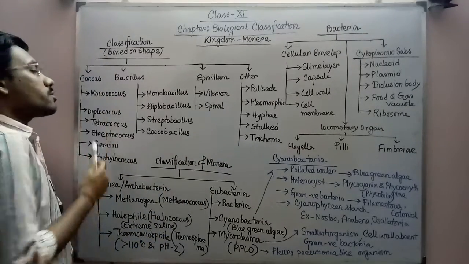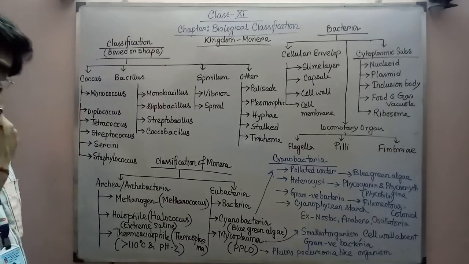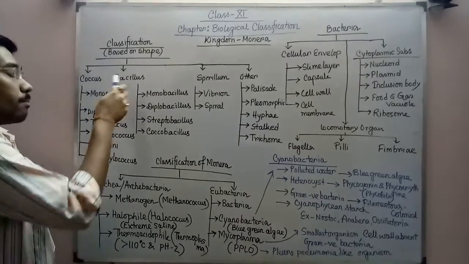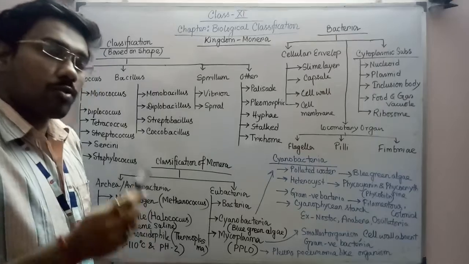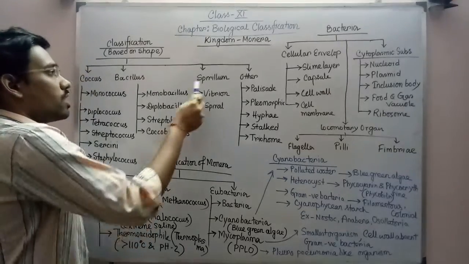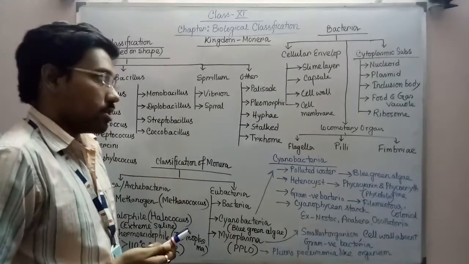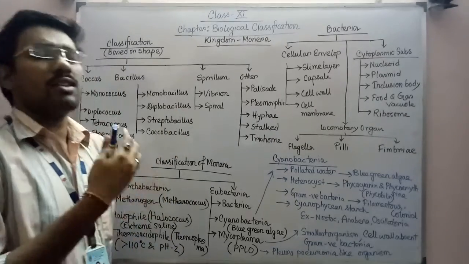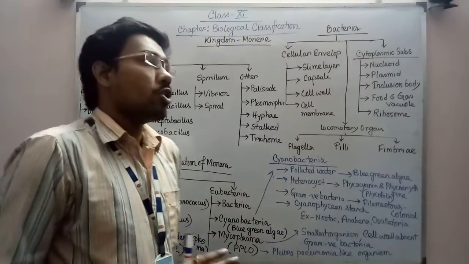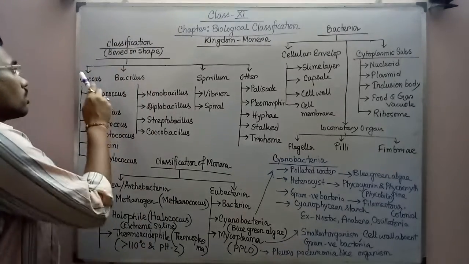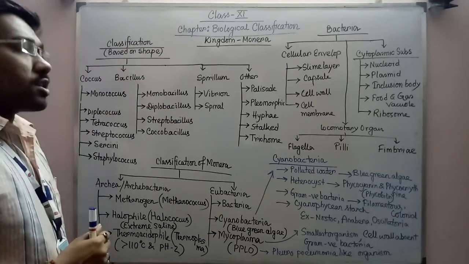Here, coccus bacteria means those bacterial cells which are round or spherical in shape. Bacillus bacteria means those bacterial cells which are rod shaped in structure. Spirillum means those specific bacterial cells which are spiral shaped. And fourth, other shaped means they can show any other kind of shape. So first of all, that is the coccus bacterial cell.